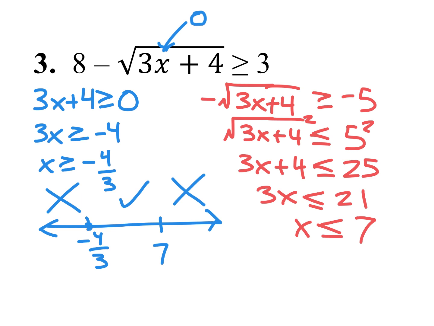I have a closed circle here, and I have a closed circle here because of that. All right, so my answer is -4/3 is less than or equal to x, which is less than or equal to 7.